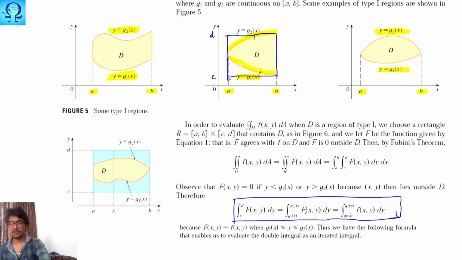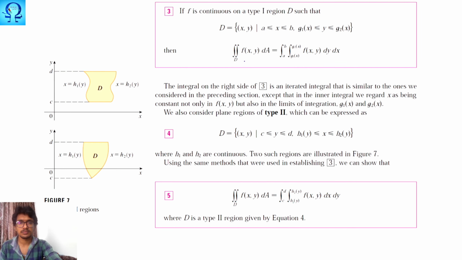So using those ideas, we have converted this one, and your integral becomes what? Integral a to b integral g1 of x to g2 of x f of xy dy dx. This is for type 1. So what is type 2?